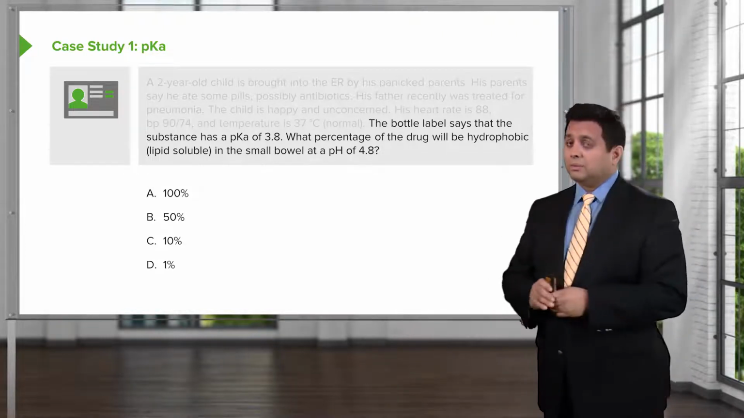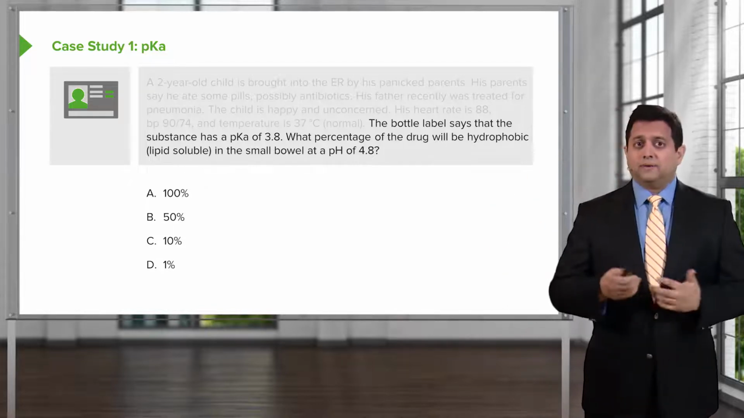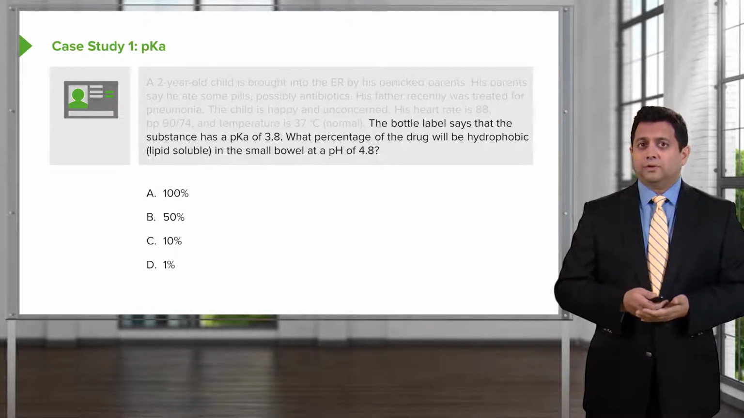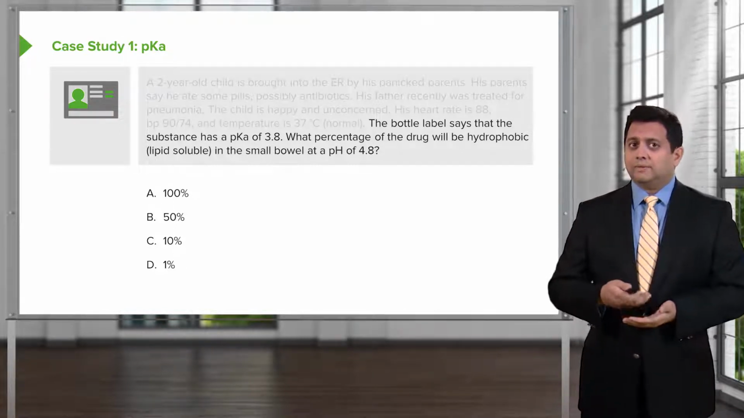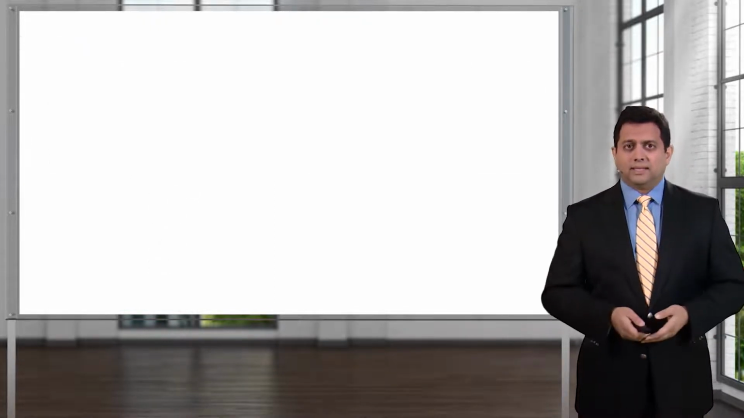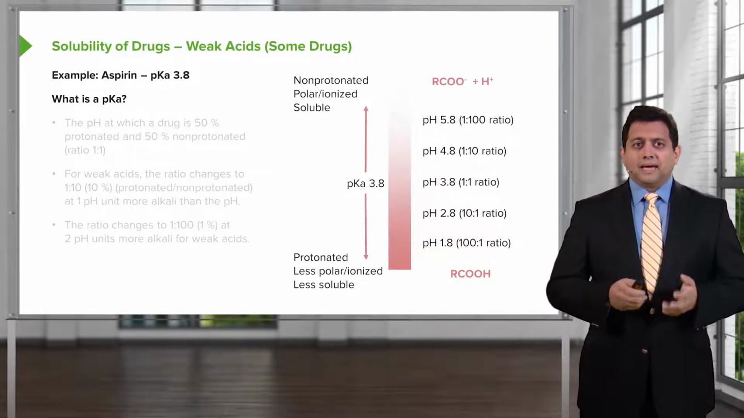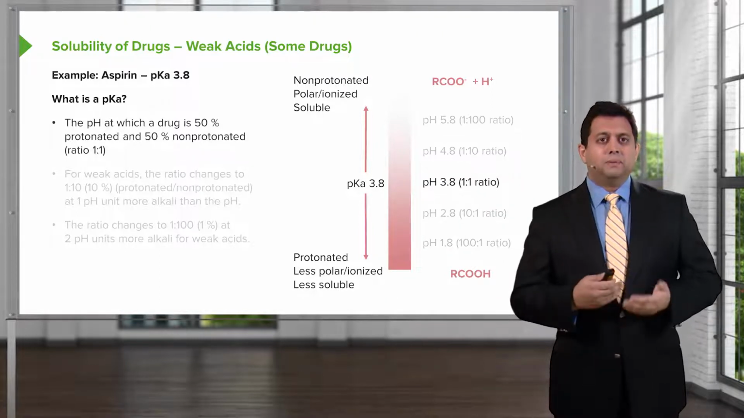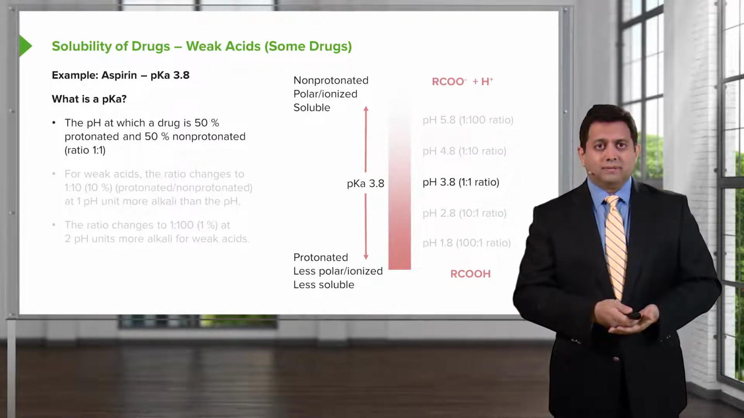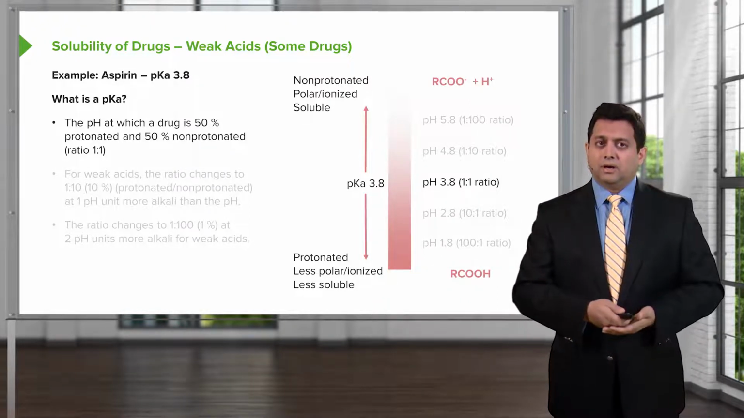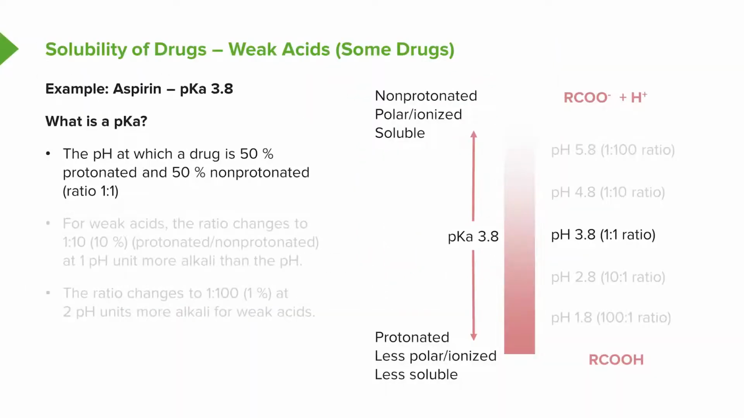So now what we do is we want to pick between the answers, 100%, 50%, 10%, and 1%. So what percentage of the drug will be hydrophobic at a pH of 4.8 if the pKa is 3.8? Well, what is pKa? Let's go over that together. So aspirin has a pKa of 3.8. So what is pKa? The pKa is that pH level at which a drug is 50% protonated and 50% non-protonated. So the ratio of protonated and non-protonated forms is 1:1.